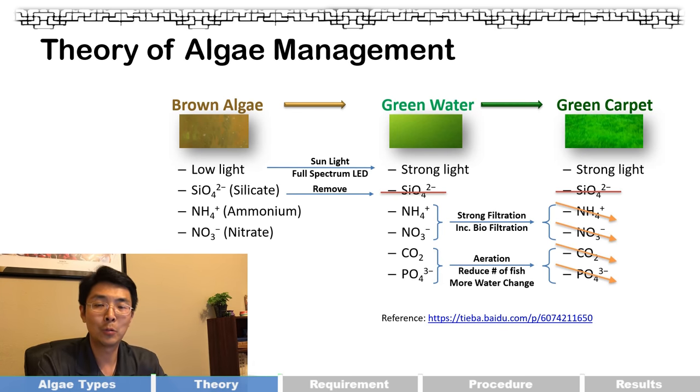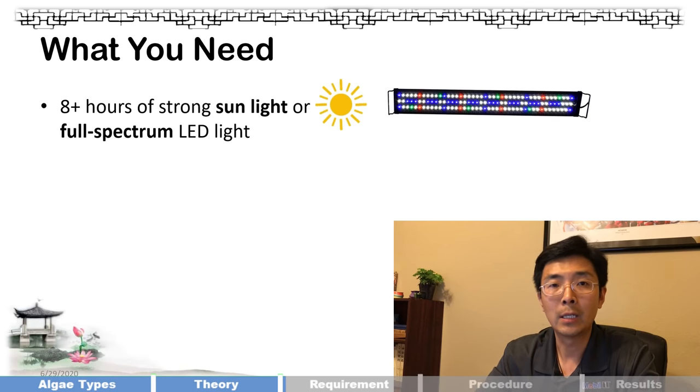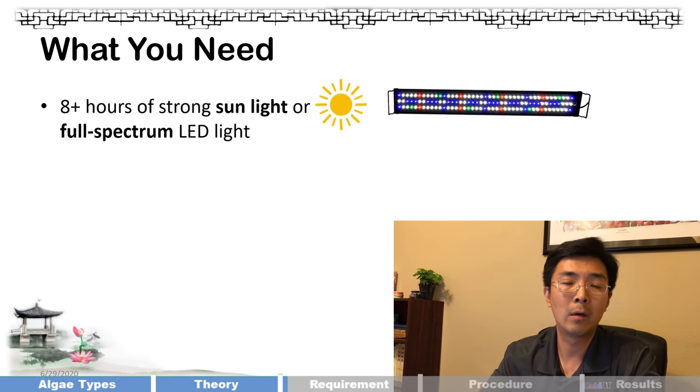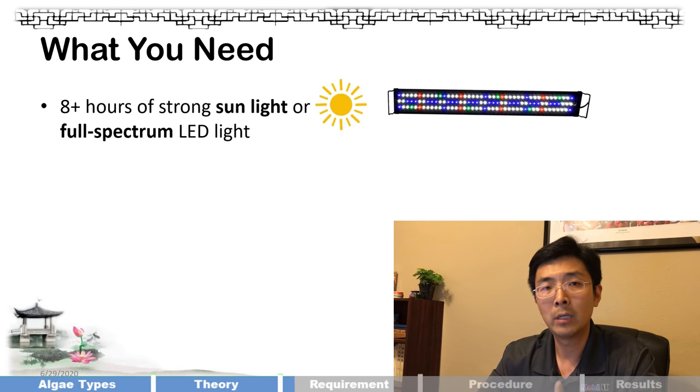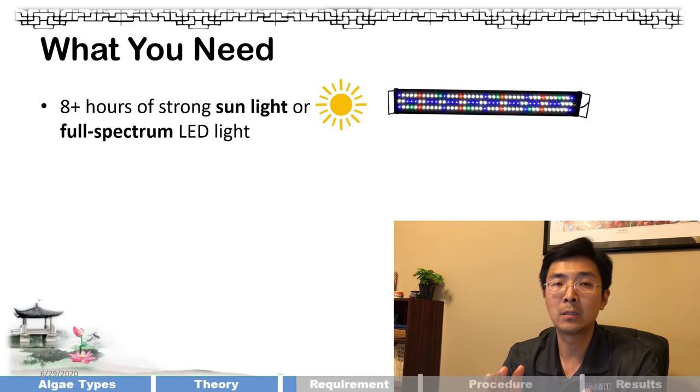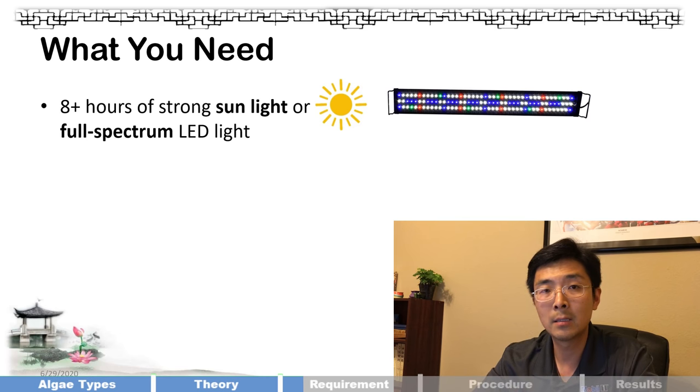Now let's go to the next page, which is more practical in terms of the daily operation. So what do we need? Let's give a summary, and you probably can already get your list from those algae management theory. First, you need more than 8 hours of strong sunlight. However, if your tank is not facing the south of your house, or if you have a problem getting the sunlight, you can always use the full spectrum of LED light.